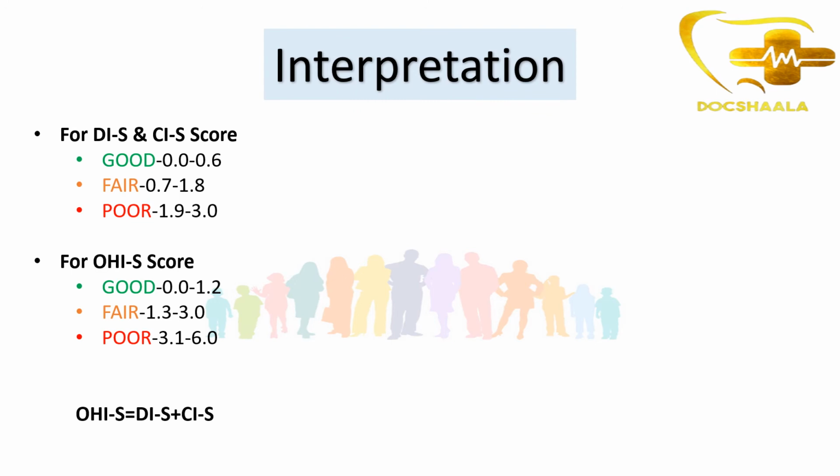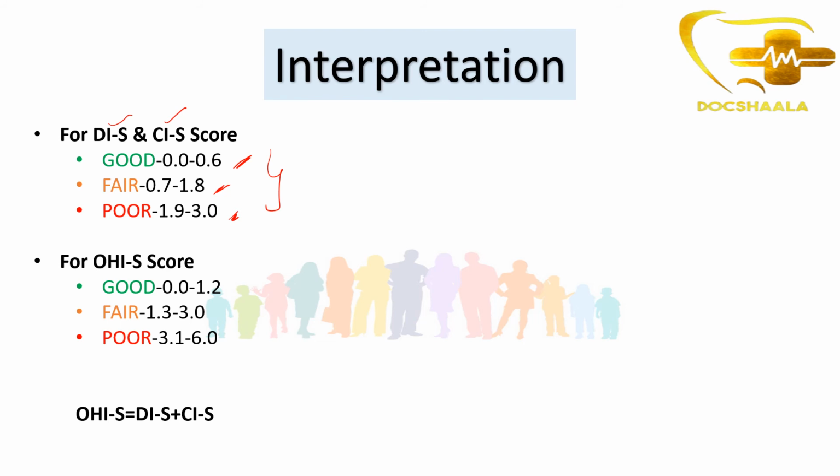So for interpretation of DI and CI-S, the index is said to be good if the score lies between 0 to 0.6. It is said to be fair if it lies between 0.7 to 1.8. It is said to be poor if it lies between 1.9 to 3.0. So these are given for debris and calculus.